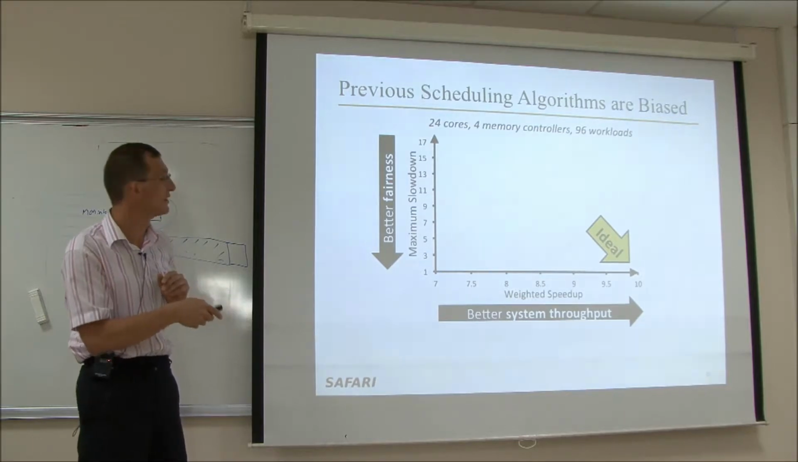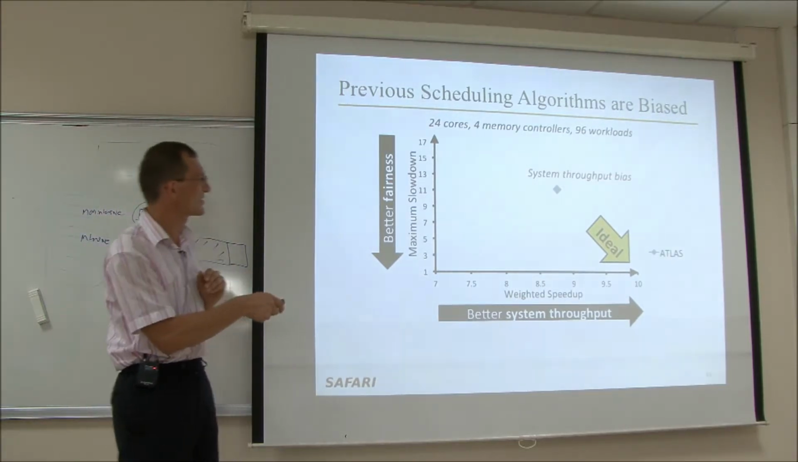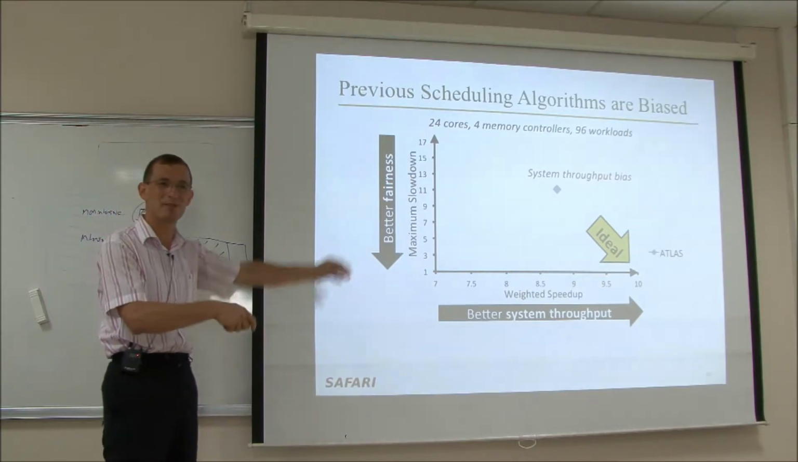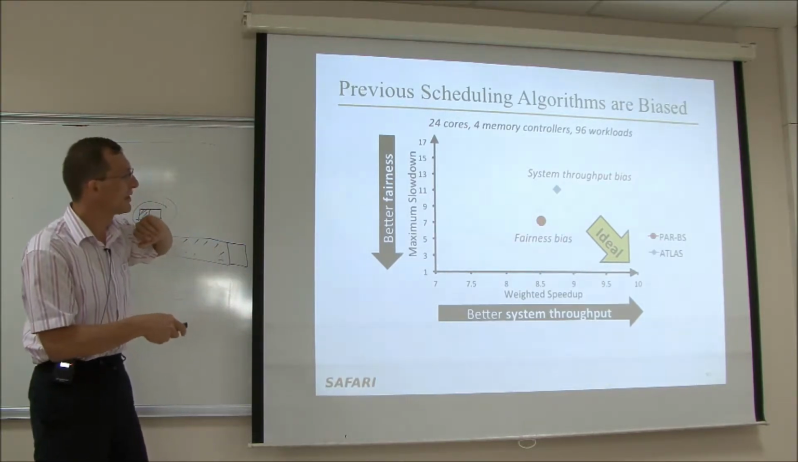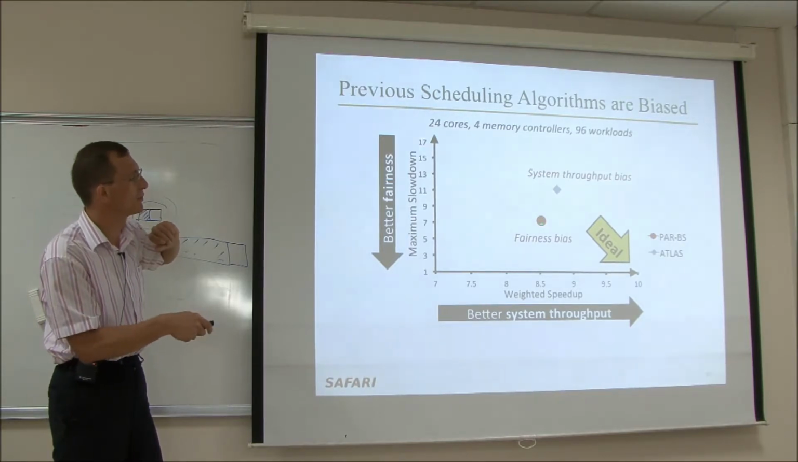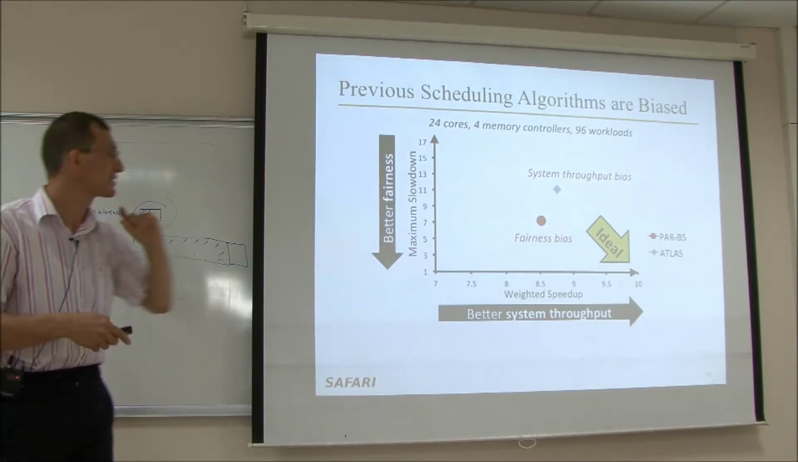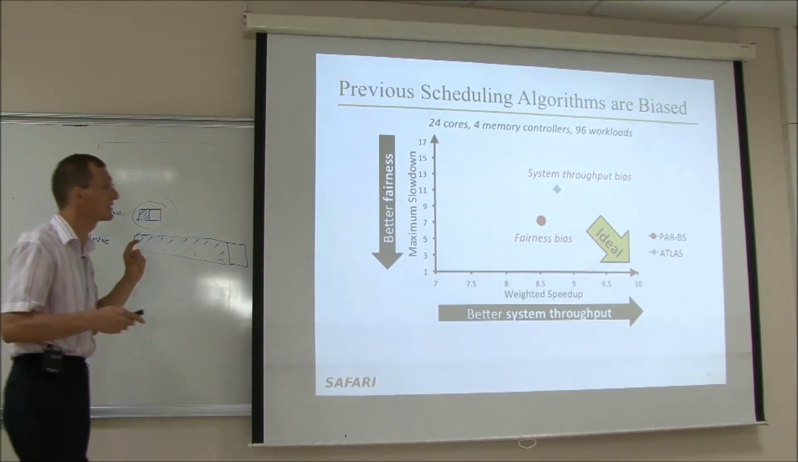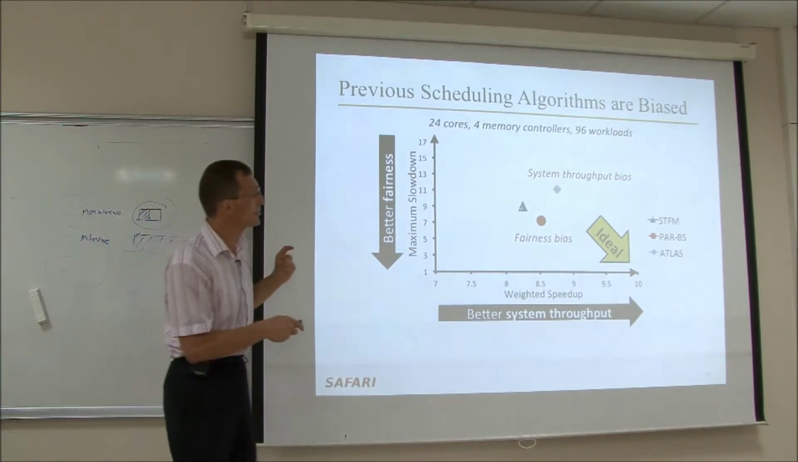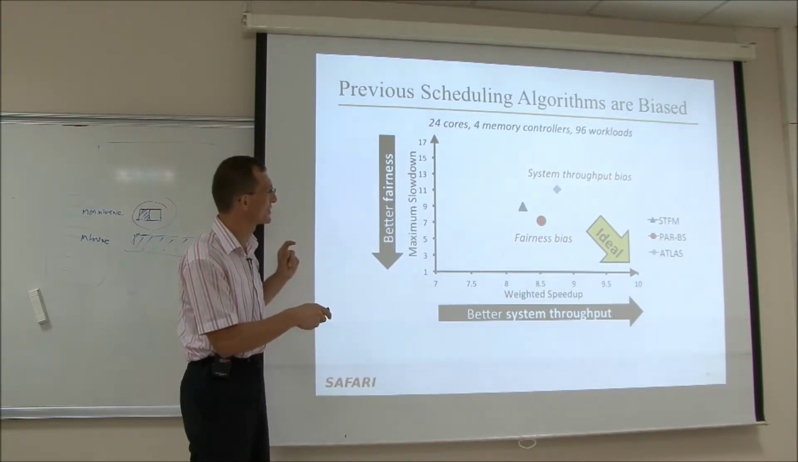Atlas actually has a system throughput bias. It sits here. You don't see the bias here, but as I populate this, you'll see the bias. Parallel memory batch scheduling sits here. It has not so good system throughput, but much better fairness because it does the batching. And its ranking scheme is different from Atlas. It's finer grained. Stall time fair memory scheduling is not in the Pareto optimal front, if you will. It's not good for system throughput or fairness at the same time.